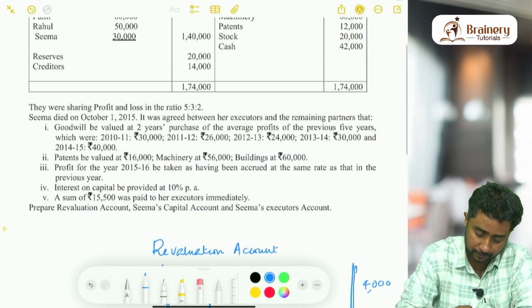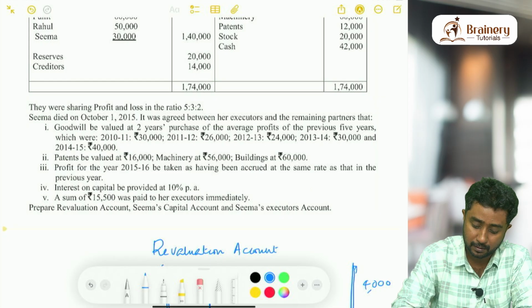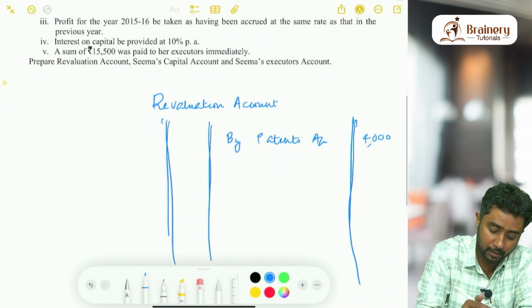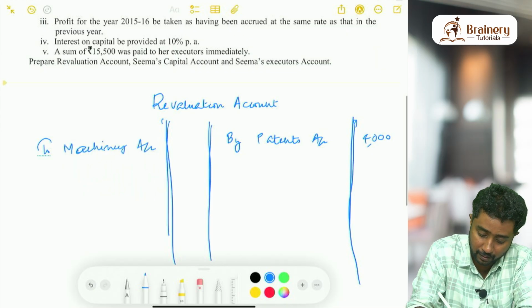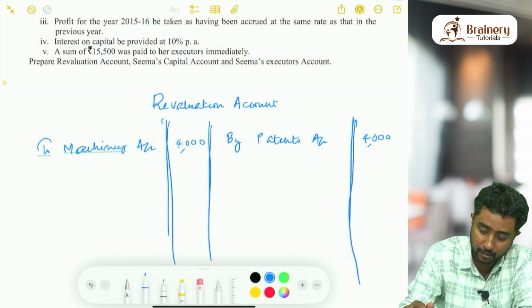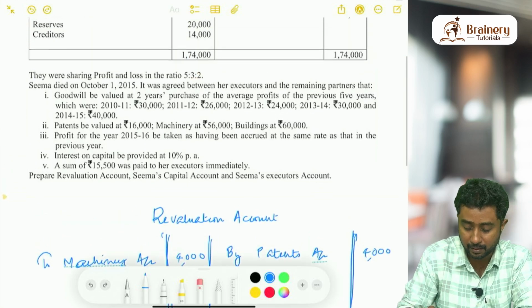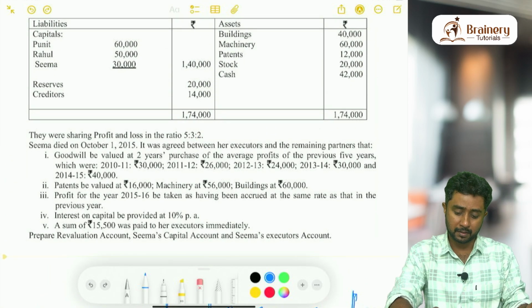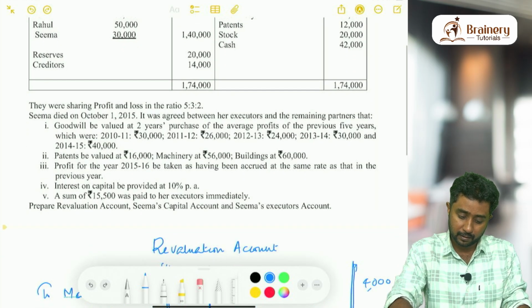Next is machinery at 56,000. Machinery's old value is 60,000. So it is showing a decrease. So we are recording machinery on the debit side of revaluation account. I don't think you need an explanation for why it is going to the debit side and credit side. We have already discussed it in detail. How many questions we have done in our videos explaining all these steps. So 60 became 56. That is also done.